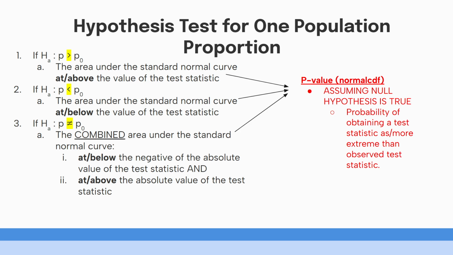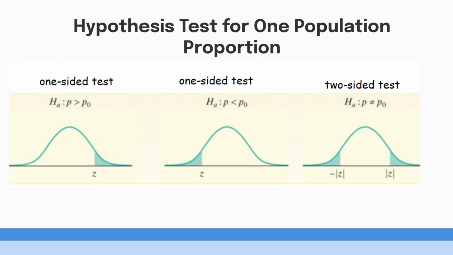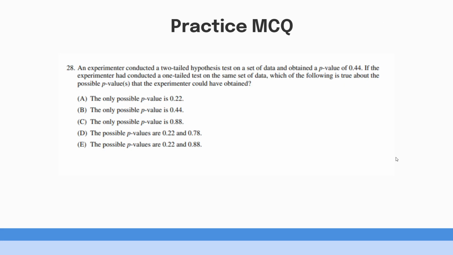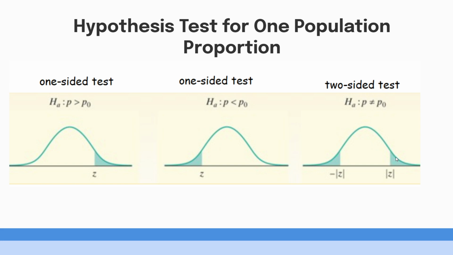But like I said, it's much easier to do 1-PropZTest, so I'll go over that with you guys in a moment. So here's just a summary of what we went over. For a one-sided test, if we're trying to say that the population proportion is greater than our null, we do the area above the z statistic. If it's less, we do below. And if it's not equal, we multiply by 2, so it's the combined area at the negative value below, and at the positive z value up. We're going to quickly do the MCQ, but before that I want to just demonstrate.